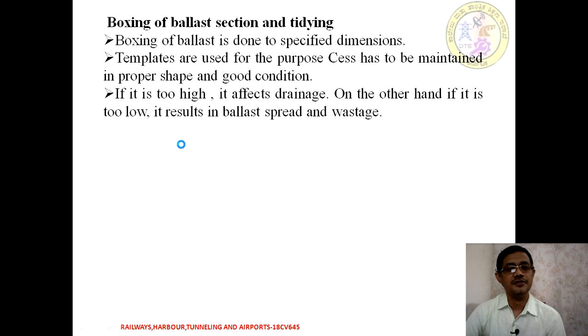Next is the boxing of a ballast section and tidying. Boxing of ballast is done in a specified dimension. Templates are used so that the cess is maintained in a proper shape and good condition. If it is too high, it affects the drainage. On the other hand, if it is too low, the ballast is going to be spread over and there is wastage.